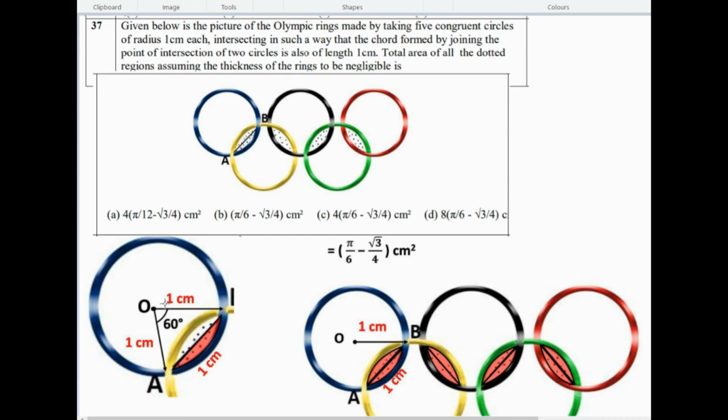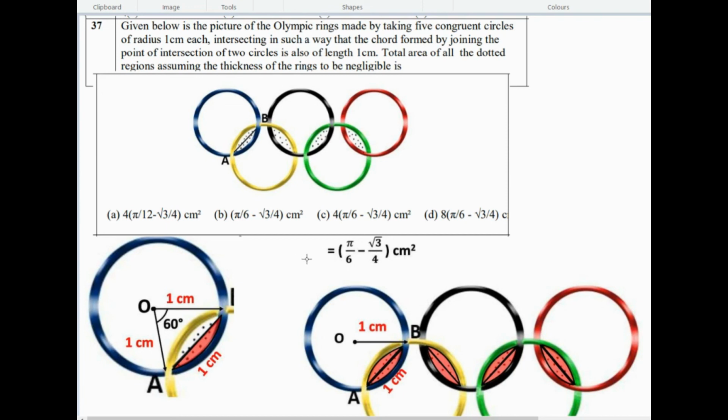See, if we look at one circle carefully, the chord is 1 centimeter and the radius is 1 centimeter. Joining these, it forms an equilateral triangle because all sides are equal. If all sides are equal, this angle will be 60 degrees. So the area of the shaded region, the red one, is nothing but the area of a sector minus the area of the equilateral triangle. If we calculate it, we get pi by 6 minus root 3 by 4 centimeter square, using the formula area of sector minus area of equilateral triangle.